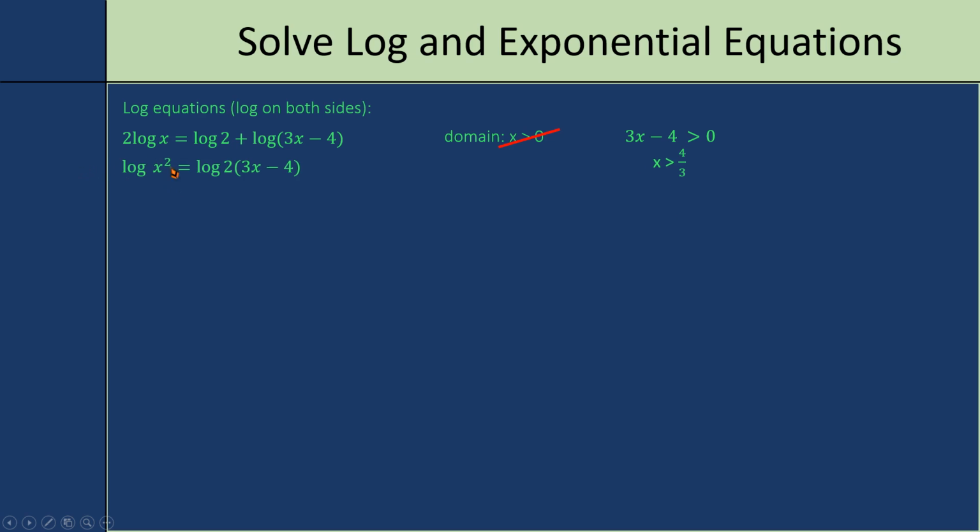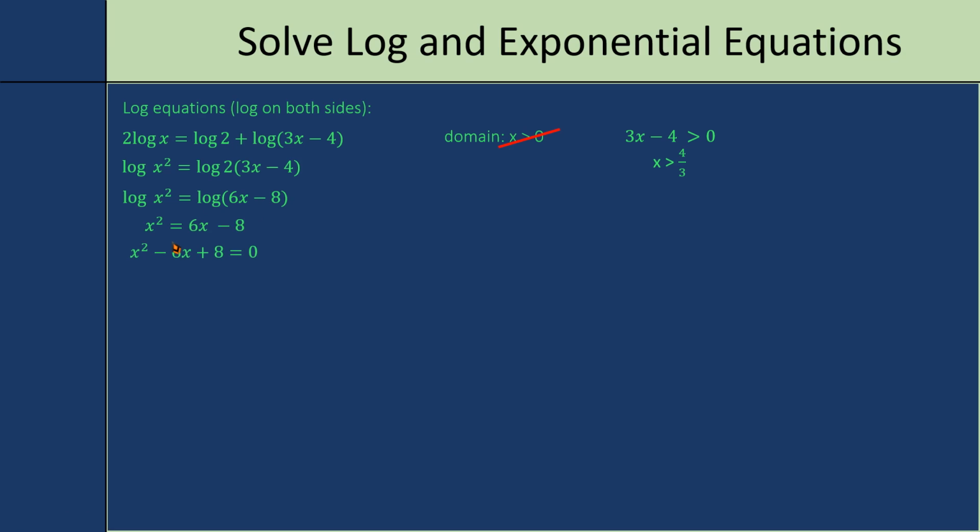Now I do the properties of log. I have log of x squared because the 2 goes to the front. And over here, I combine these, right? Same log, so you're adding, so you multiply the argument 2 times 3x minus 4. That gives me log x squared. I distribute the 2 in, so 6x minus 8. Now, they're both the same log on both sides, so the arguments have to be equal. So x squared is equal to 6x minus 8.